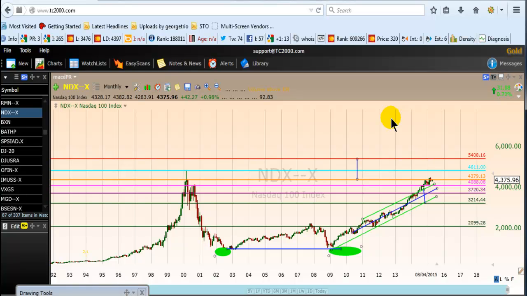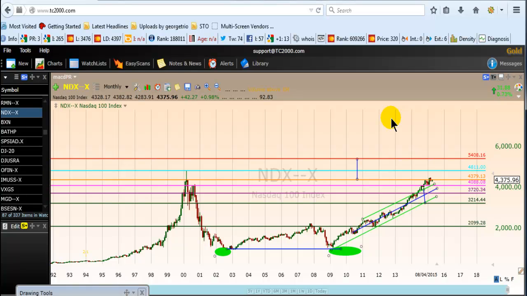Around October 2015, I will be recording another video, and I will be analyzing the Nasdaq 100 index again. We also have resistance level 1, which is equal to the short-term equilibrium price level in this case. The resistance level 2 is at 4811. Resistance level 3 is the greediest target. Okay, it's at 5408.